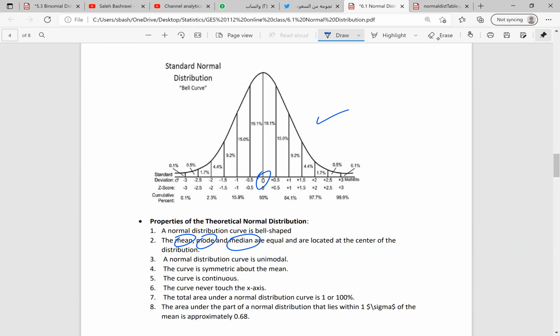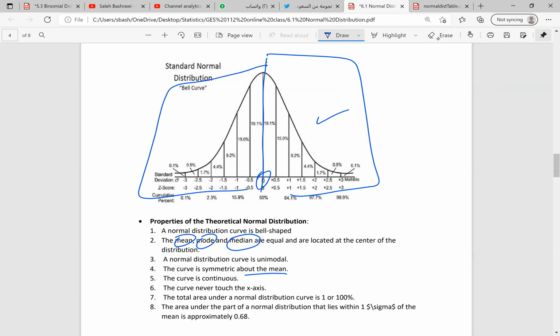The curve is symmetric about the mean. If we divide this into parts, we see these are symmetric. The parts of the graph on either side of the mean coincide.